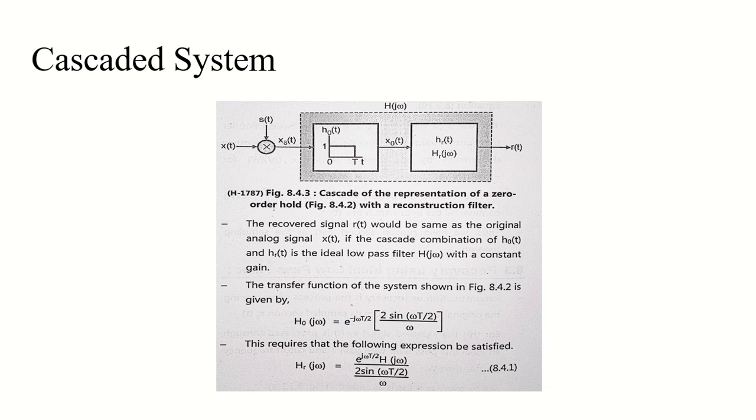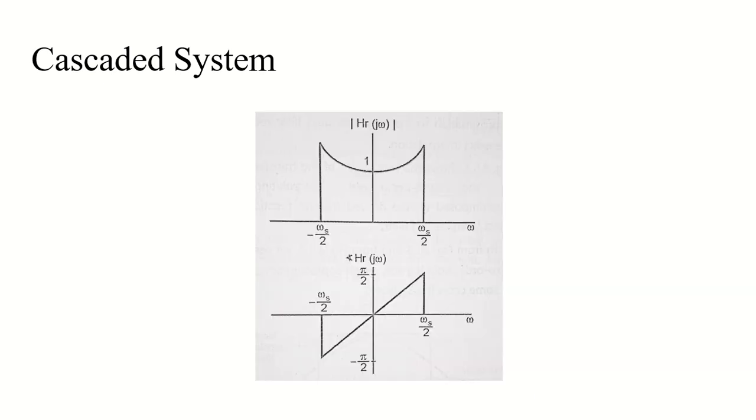Let's say, for example, I'm having a cutoff frequency of H(jω) equal to ωs/2, and the ideal magnitude and phase responses for this reconstruction filter, which follows zero hold, will look something like this, right? Minus ωs/2 to plus ωs/2, Hr(jω), correct?